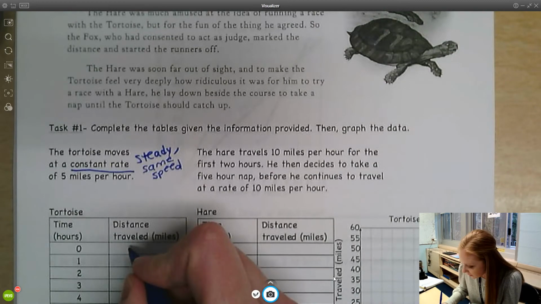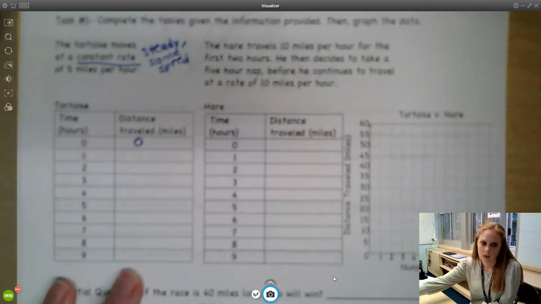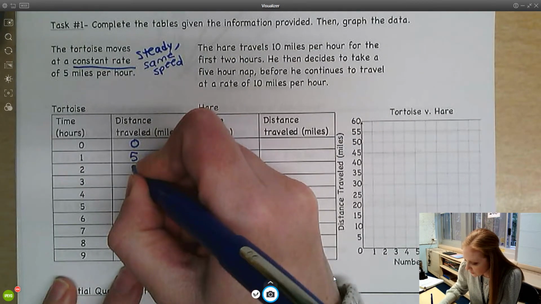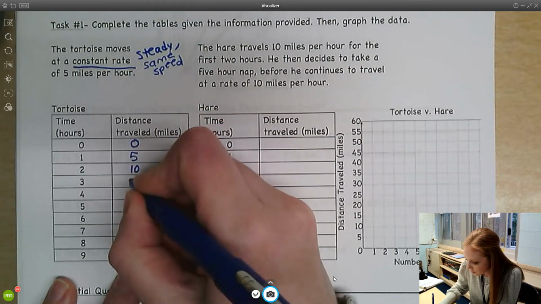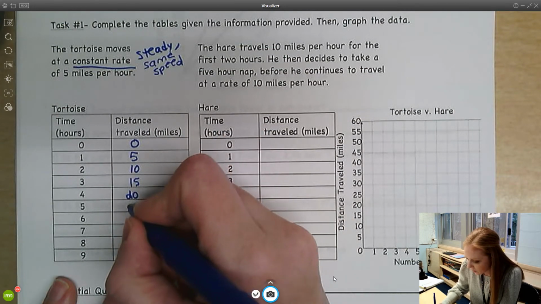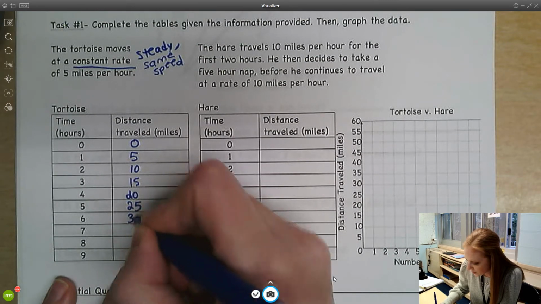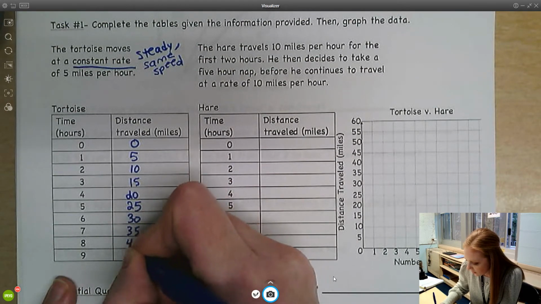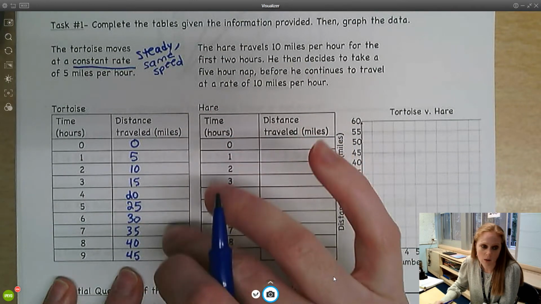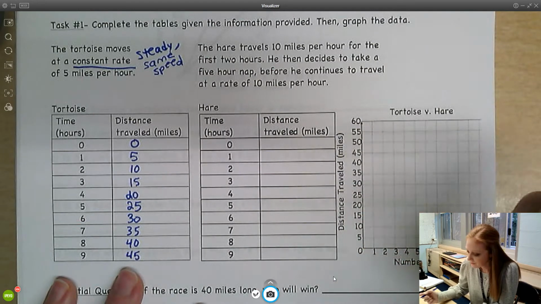So at 0 hours, he moved 0 miles. He didn't move anywhere yet. And then after 1 hour, he moved 5 miles. Then he moved another 5, so then that would be 10 after 2. And so on. So we add 5 miles every hour. At 6 hours, that means he went 30 miles, then 35, then 40, and then 45. Okay, he traveled 5 miles every hour. So his total distance went up by 5 each time, every hour.